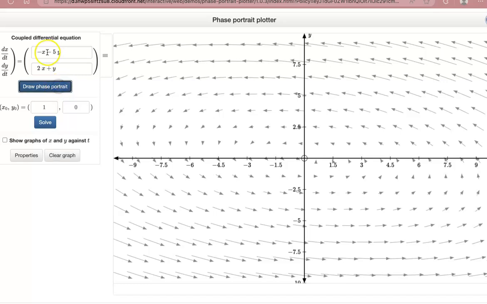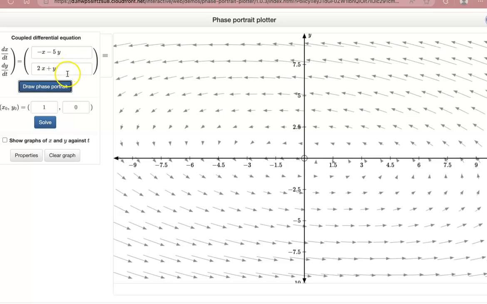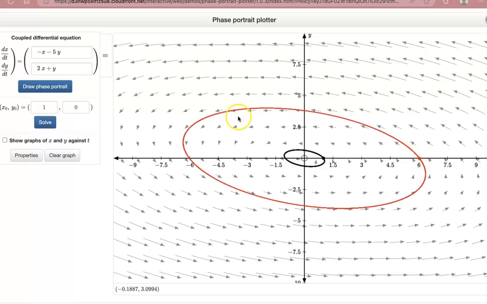So to draw the phase portrait, you type in the equation. This is the equation I've typed in. So you draw the phase portrait, it draws it. Now you solve. So if you start from 1 comma 0, it is here somewhere. So 1.5 is here. So if I solve it, this is what it gives you. So this is how your phase portrait is. Correct? So similarly, if this point is 6 comma 0, I'll get a trajectory.